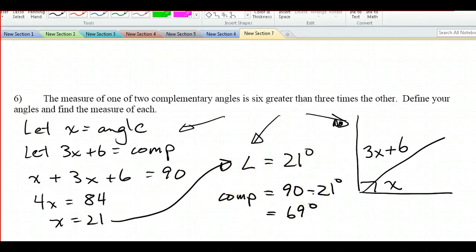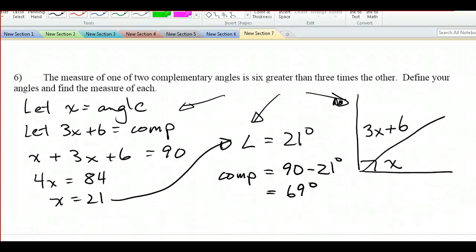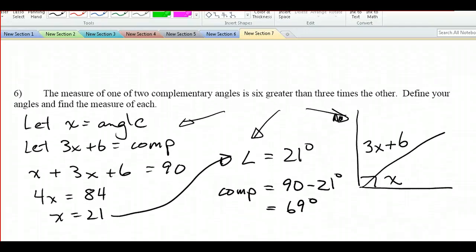If you just have some numbers floating around on the page, chances are I'm going to deduct points for not being clear.